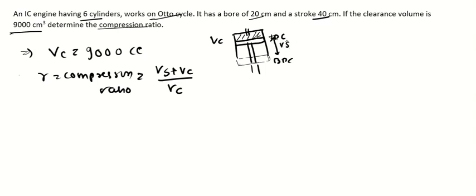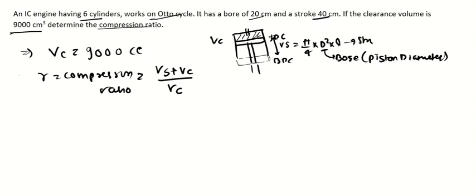which can be defined as pi by 4 into d square into L, from the cylindrical volume formula, where d is the bore, which is nothing but the piston diameter, and L is the stroke length. This volume is also called the stroke volume, which we have between BDC and TDC. So this is before the compression, where we have the stroke volume as well as the clearance volume.